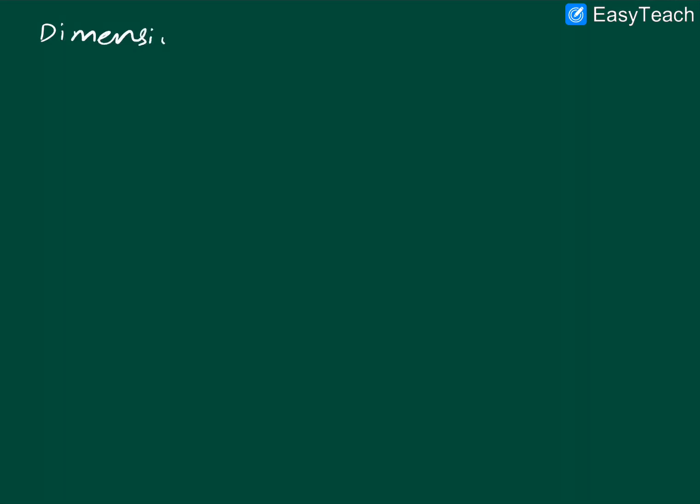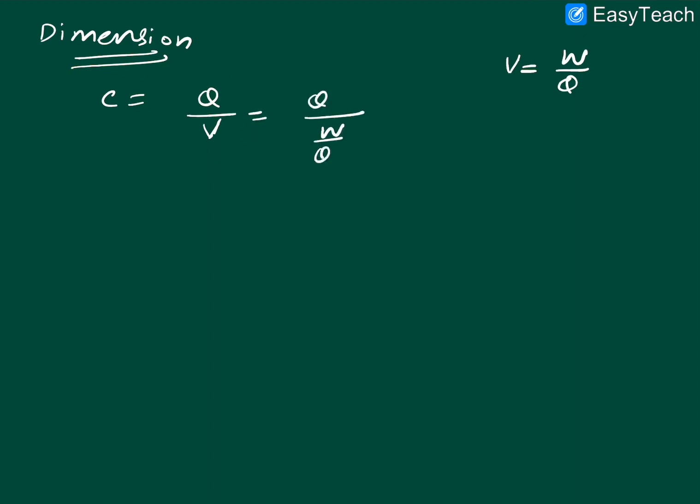Now dimension. We have C is equal to Q by V, isn't it? And at the same time we discussed that V is equal to W by Q, isn't it? While explaining about potential, we used this equation, V is equal to W by Q. Now you can substitute for V, Q by V is equal to Q by (W by Q). So this Q will come in the numerator, it will become Q square by W, isn't it?